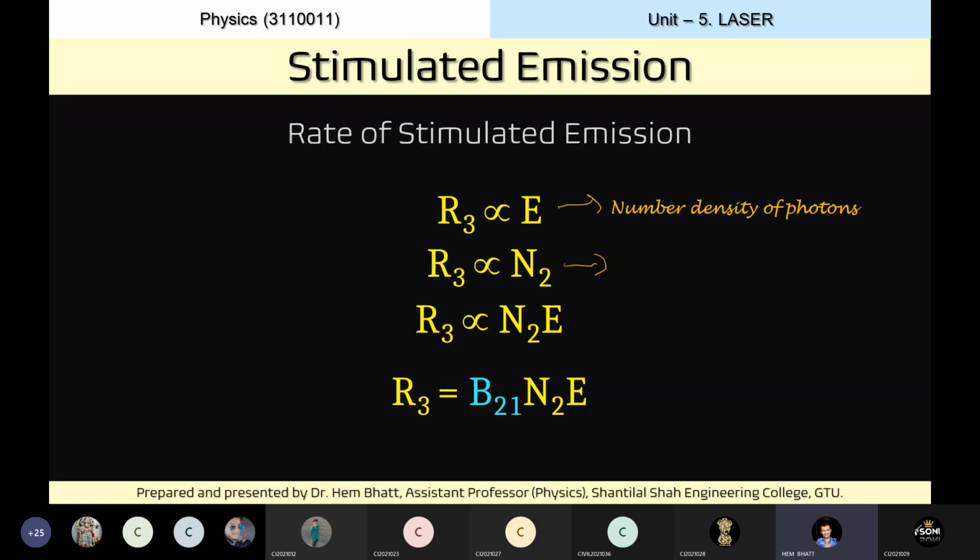What is N2? What was N2? Number of atoms in excited, higher state. Number of atoms in excited state.